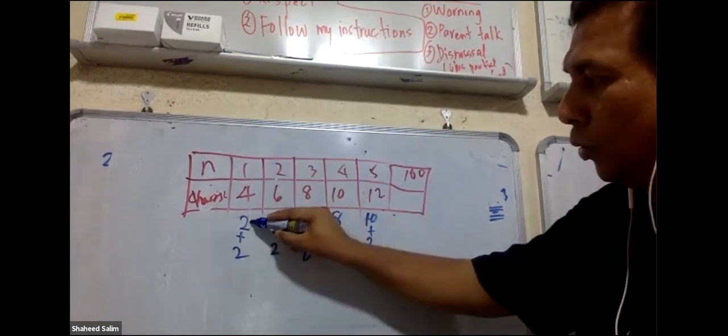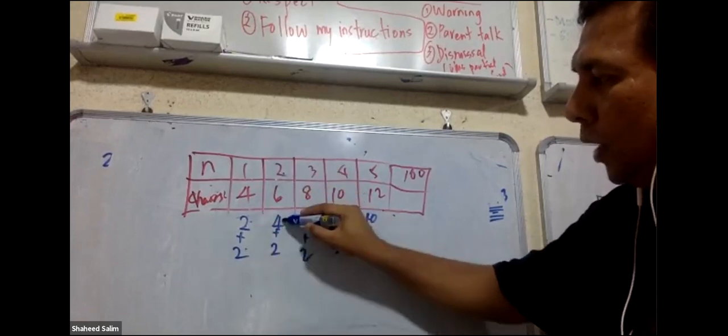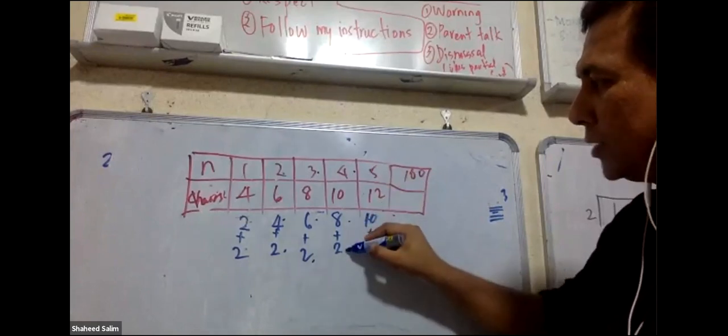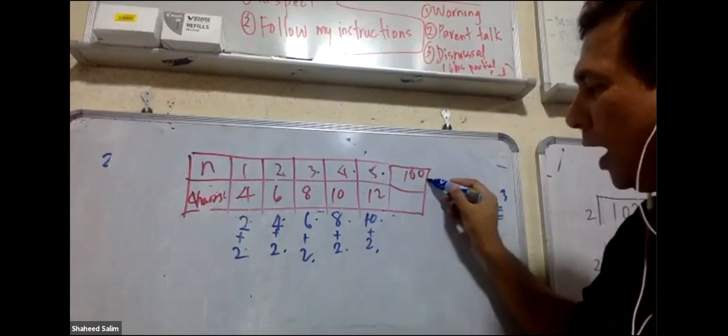1 times 2, I get 2, then plus the 2. 2 times 2, and then plus the 2. 3 times 2, and then plus the 2. 4 times 2, and then plus the 2. 5 times 2, and then plus the 2. 100 times?